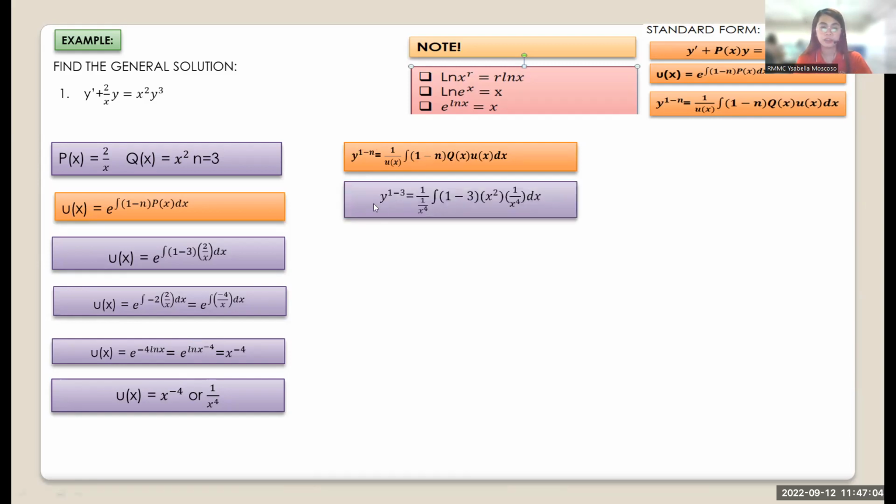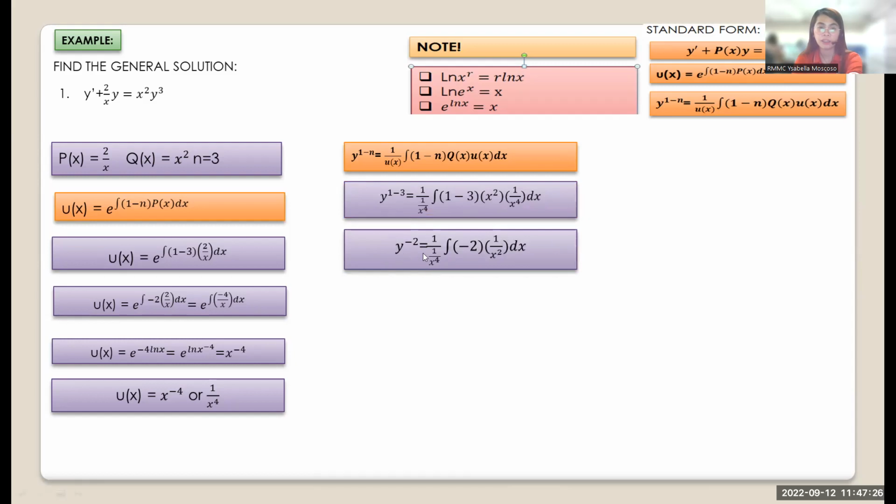So that is equivalent to y raised to 1 minus 3 is equals to 1 over x raised to 4 times the antiderivative of 1 minus 3 quantity x squared, quantity 1 over x raised to 4. So, kapag ganito, sobrang madami pang value. So, let us try to simplify it first before we integrate.